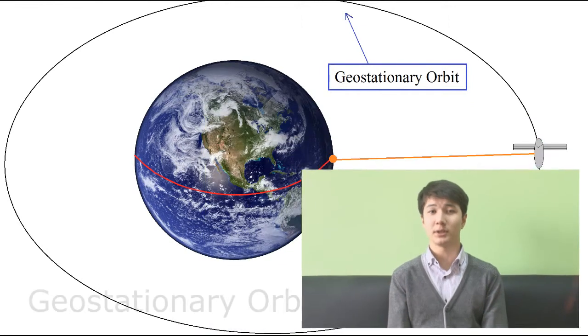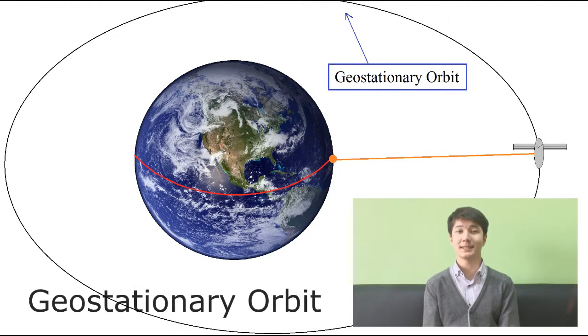Geostationary orbit is an orbit at which the satellite is always located above a certain point on the equator line. So it means that the rotation of the Earth and the rotation of the satellite around the Earth are synchronized.